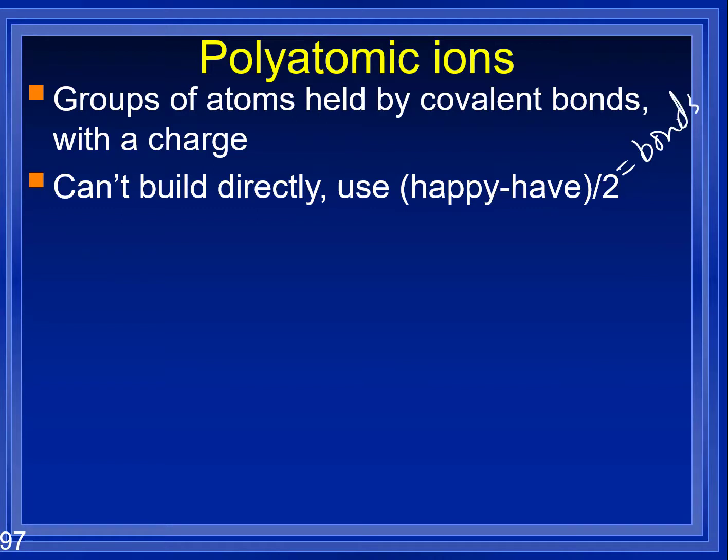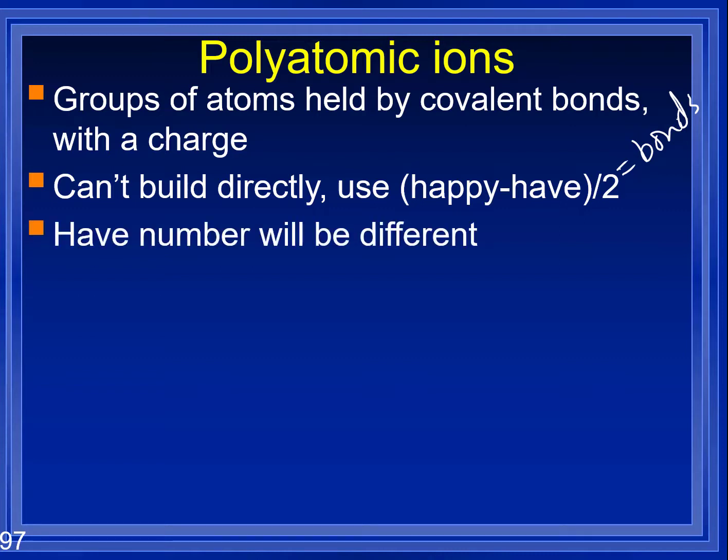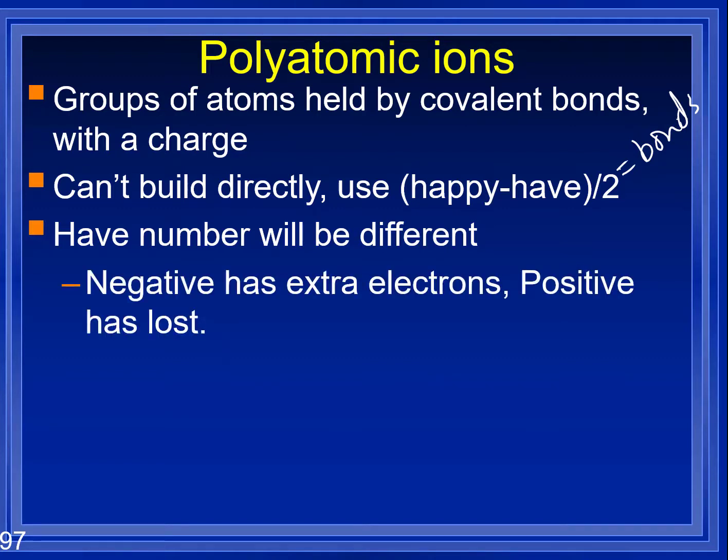Now, because you've got a charge, the number of electrons is different. Your have number is going to be different. If you've got a charge, you've changed how many electrons there were. If you've got a positive charge, you've lost electrons. If you've got a negative charge, you've gained electrons. So if you've got a positive charge, there's electrons missing from your picture. If you've got a negative charge, you get to draw extra dots in your picture. Negative has extra electrons, so my have number is going to be bigger. If I have a negative 2 charge, I'm going to add 2 more electrons to my have number.